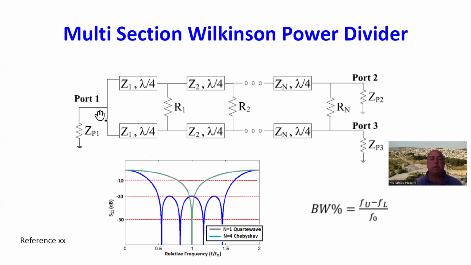I'm not here to derive mathematically the design equations for this, but we're just going to go into an app, give it the frequency band, give it the input and output impedances, and it's going to come back and give us a solution with all the table entries of both the quarter-wave lines and the isolation resistors.